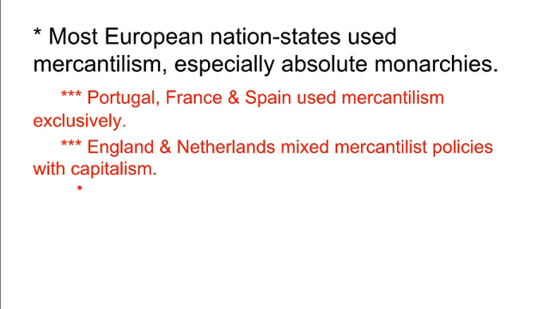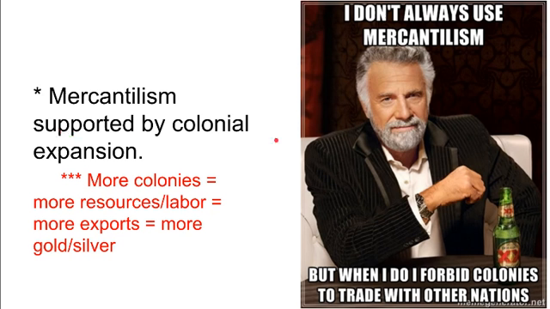Now, most of the nation states of Europe, France, England, Spain, Portugal, and the Netherlands, are going to adopt mercantilism. Especially the absolute monarchies are going to rely on mercantilism because that is giving absolute power to the state, to the ruler. The English and the Dutch are going to have a blended economic system where they blend mercantilism with capitalism. Mercantilism was also supported by colonial expansion.